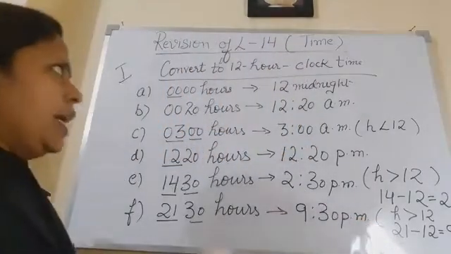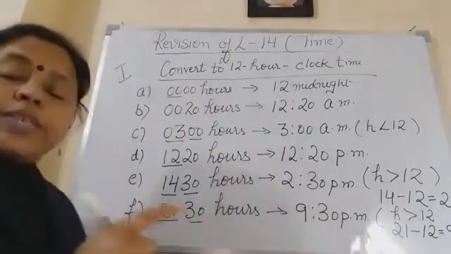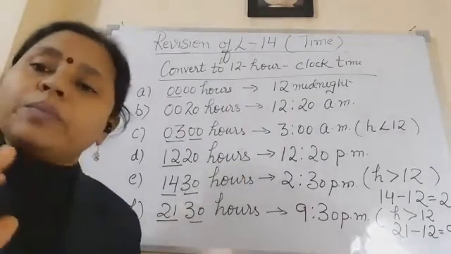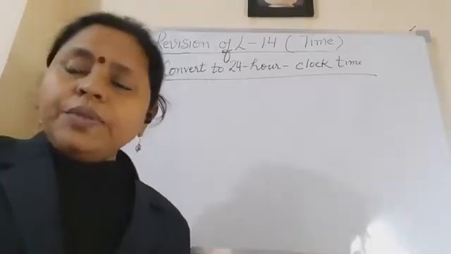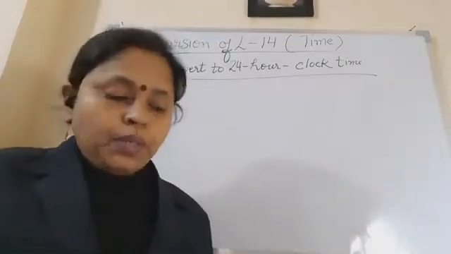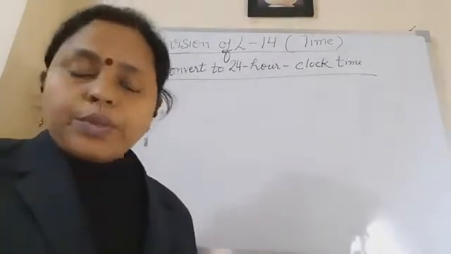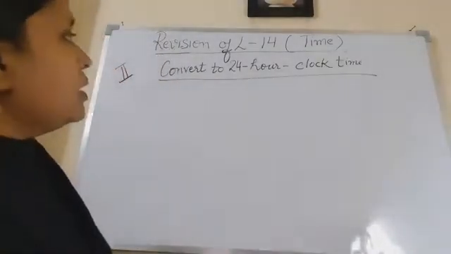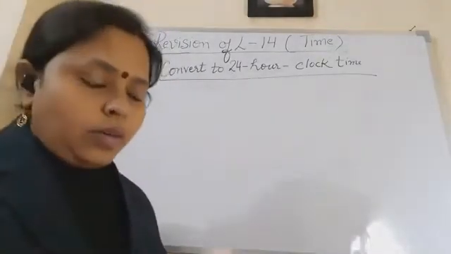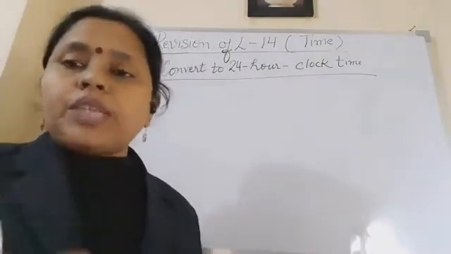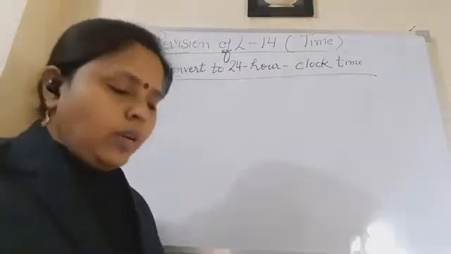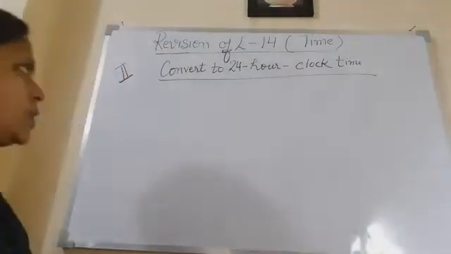I hope that all the parts of question number 1 is properly understood by all of you. Now children, let's come to question number 2. So in this question, what we are going to do? We will convert the time to 24-hour clock time. That is, the time is given in 12-hour clock time and we have to change that time to 24-hour clock time. So let us do the first part of this question.